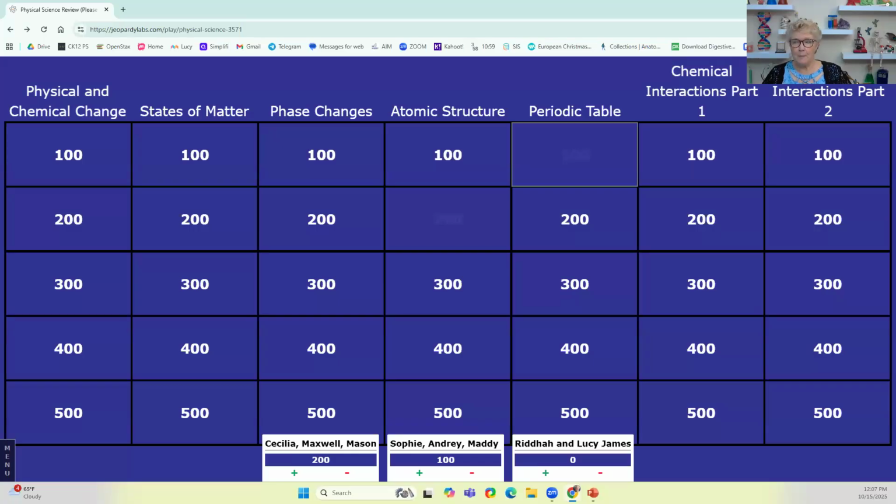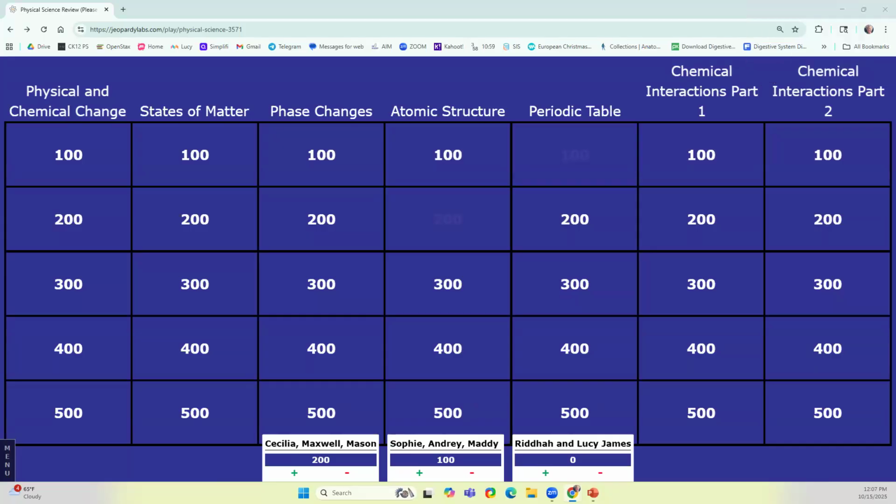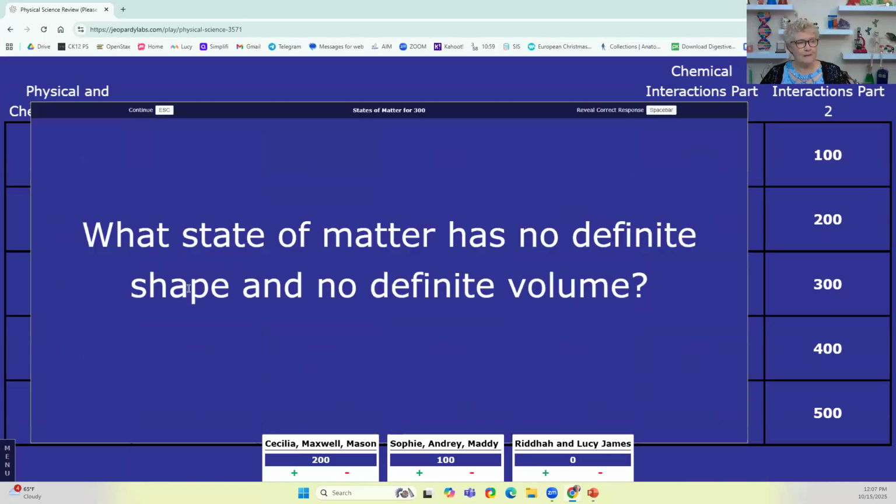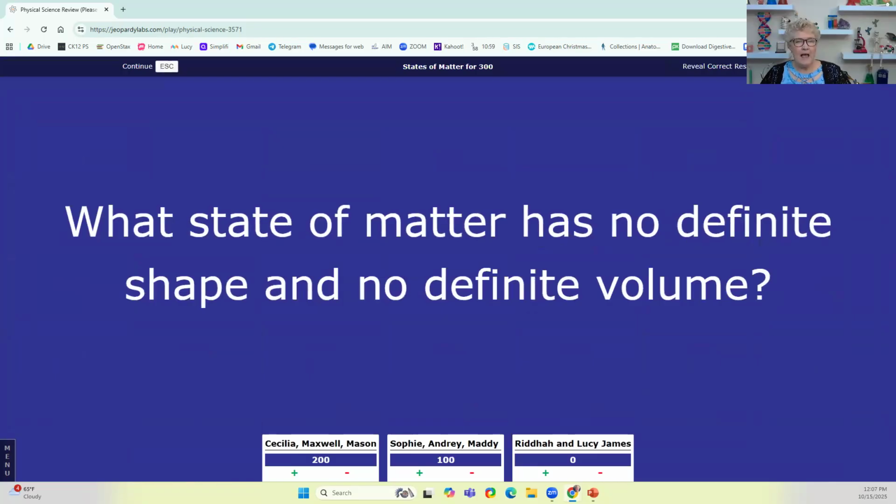All right, Rita, you need to choose a point value and a category. States of matter for 300. What state of matter has no definite shape and no definite volume? So Rita and Lucy James can both answer that. No definite shape. Lucy James.